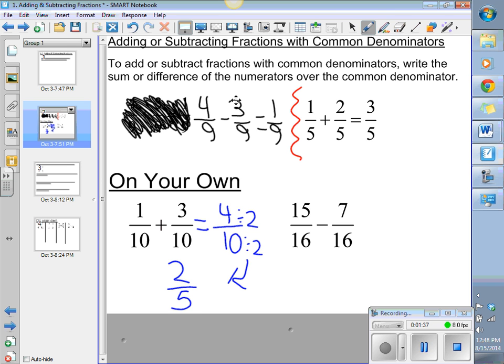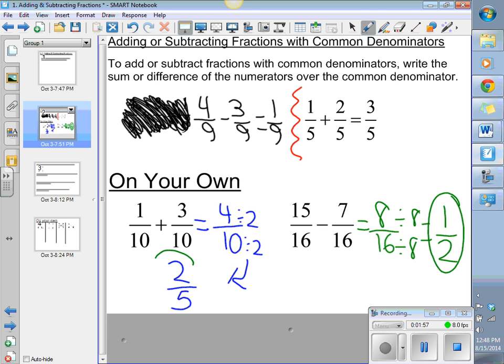Next, we have 15/16 minus 7/16. 15 minus 7 is 8. 16 stays the same. 8 and 16, greatest common factor is 8. Divide that out of both of them, and we're left with 1/2. Again, we're always in lowest terms. And for problems that have multiple steps, it's always a good idea to circle your final answer.